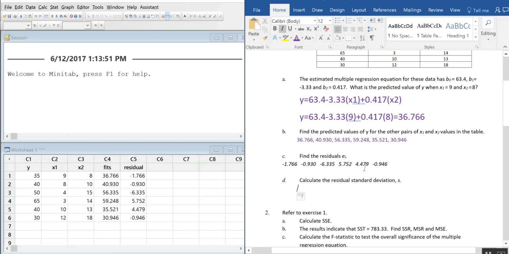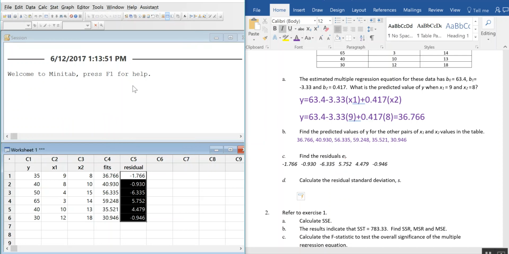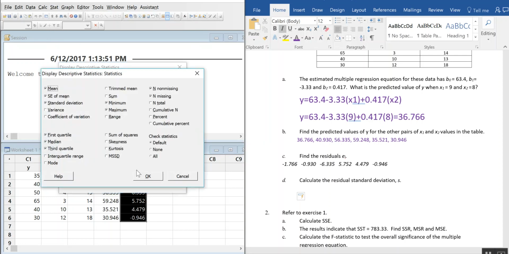So the next thing we want to do is calculate the standard deviation of the residuals, which we also know as S. So I just need to find the standard deviation of these data. I'm going to go up to Stat, Basic Statistics, Display Descriptive Statistics. Then I'm going to put in the residual because that's what I'm interested in, and hit Statistics.